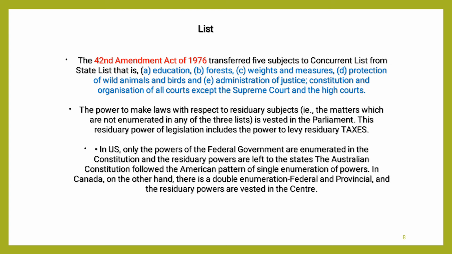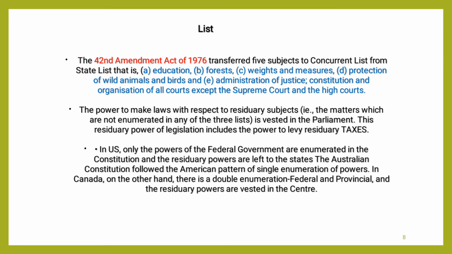Now, apart from all this, there are a few subjects which are known as residuary subjects, that is, the matters which are not there in any of the lists, that is the state list, the union list and the concurrent list. So all those residuary subjects have been vested upon the Parliament, and this residuary power of legislation includes the power to levy residuary taxes.